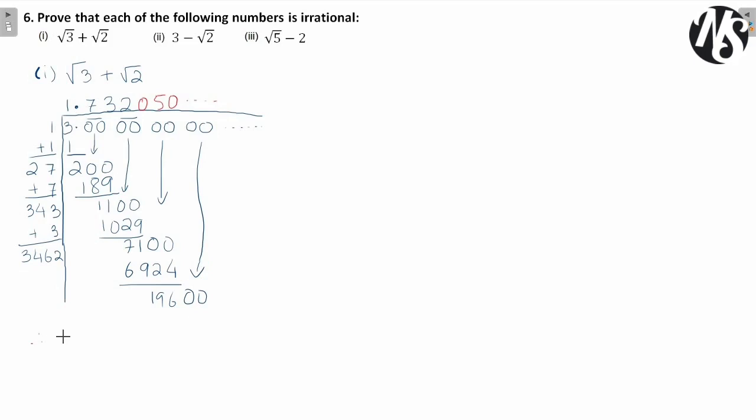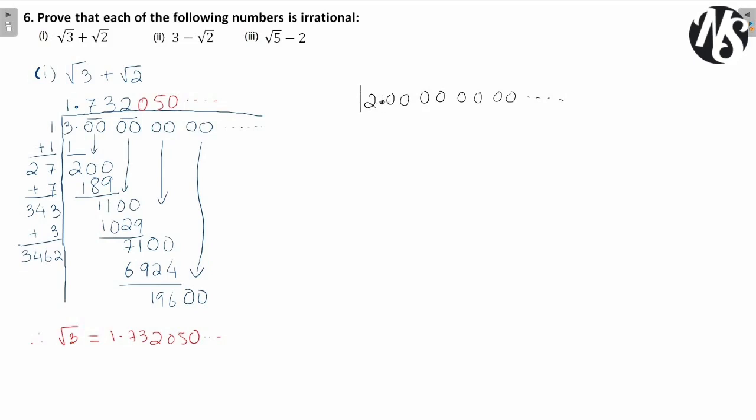So therefore root 3 is how much? Root 3 is 1.732050, and it continues. So this is the value of root 3, which is irrational, right? Now similarly, let me find root 2 for you. For finding root 2, again I need to do the same thing. So 2.00000000, it continues. There is a decimal out here.